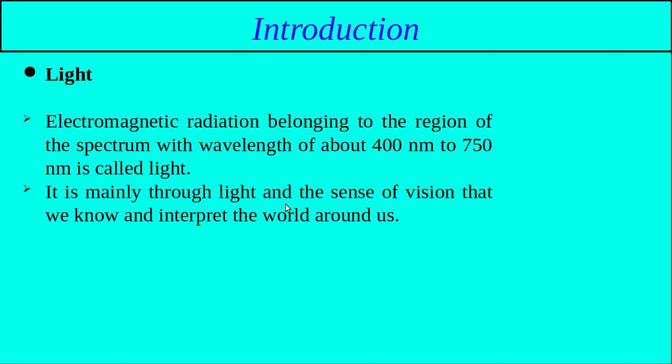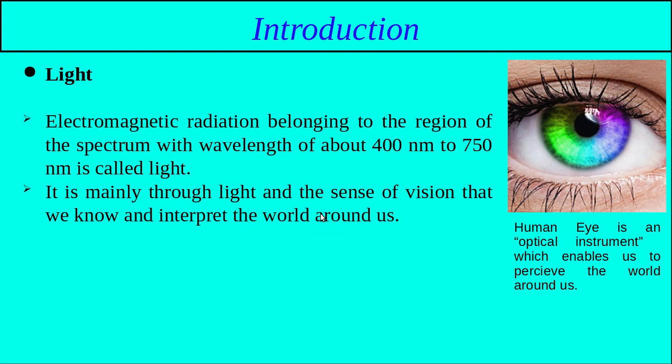It is mainly through light and the sense of vision that we know and interpret the world around us. When light falls on our eyes, basically the eye, which is actually an optical instrument, enables us to see the things around us in the world.